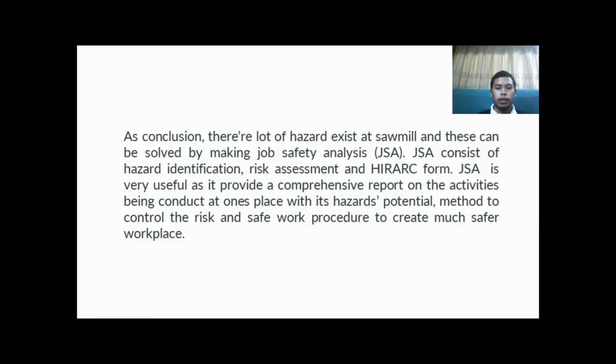As a conclusion, there are a lot of hazards that exist at a sawmill and they can be solved by making a job safety analysis. Job safety analysis consists of hazard identification, risk assessment, and the HIRAC form. JSA is very useful as it provides a comprehensive report on the activities being conducted at one place with its hazard potential, method to control the risk, and the safe work procedure to create a much safer workplace.